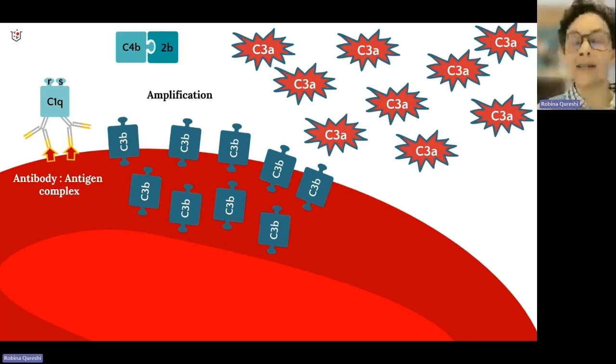Yeah, excellent. Okay. Fab. So we've got C3b coating the membrane. So this is the amplification step. So it's quite good because it is self-limiting.